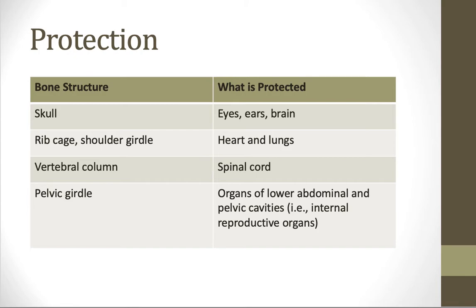Your heart and your lungs are protected by your rib cage, including your sternum and your shoulder girdle. A girdle is just an encircling ring or a confining structure. The spinal cord is protected by the vertebral column, made up of your individual vertebrae. And then the organs of the lower abdominal and pelvic cavities are protected by the pelvic girdle.